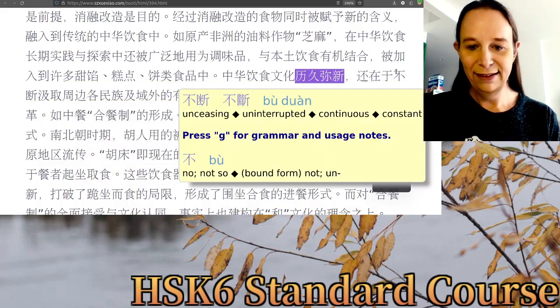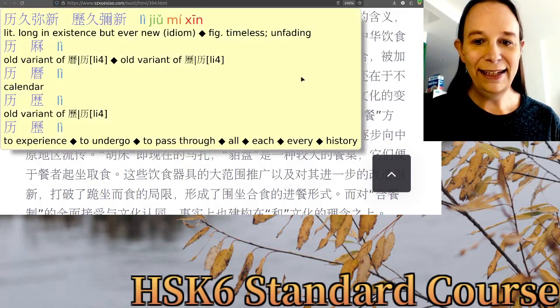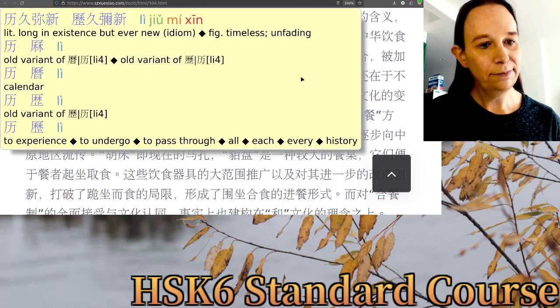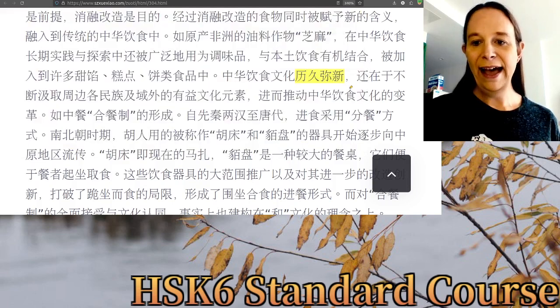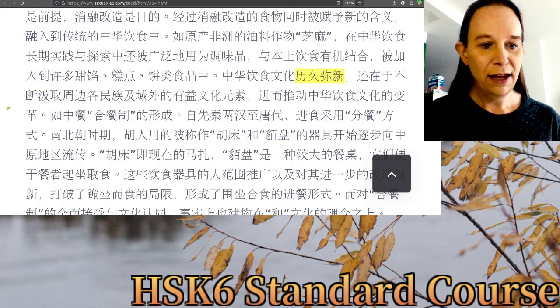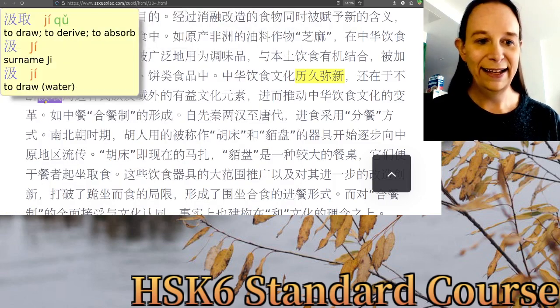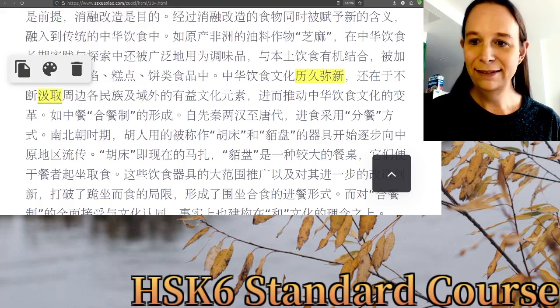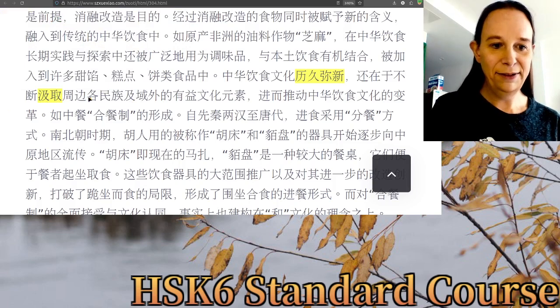Can I do this? I can do this. It's now yellow. 历久弥新 Long in existence but never new. Timeless, unfading. All right. 还在于不断摄取，对吗？汲取。Okay. Can I color that in? 汲取 I don't want to do anymore.